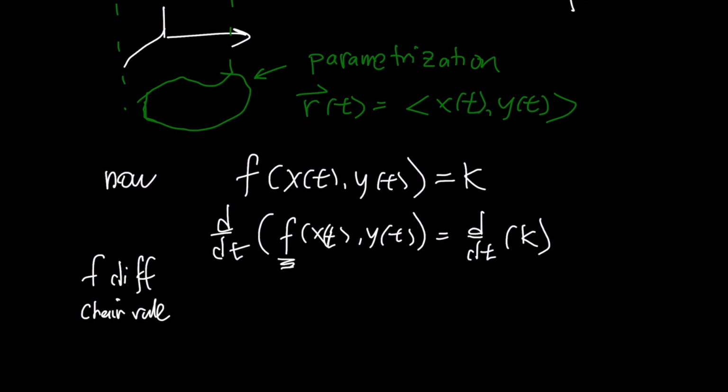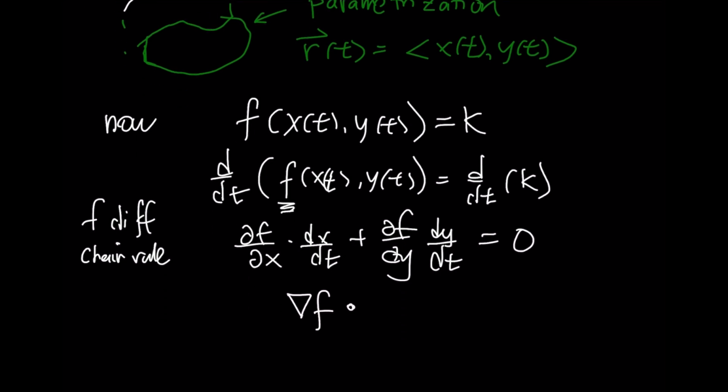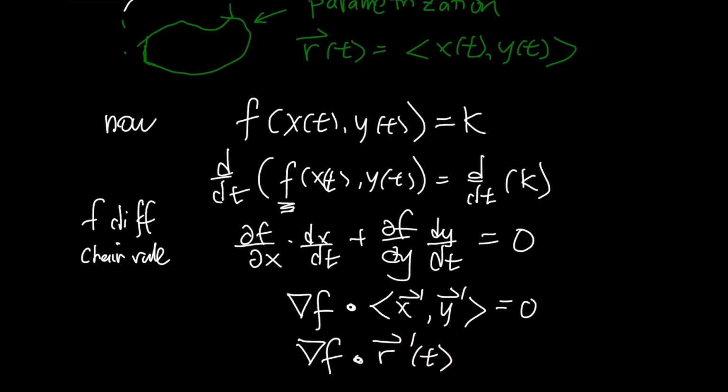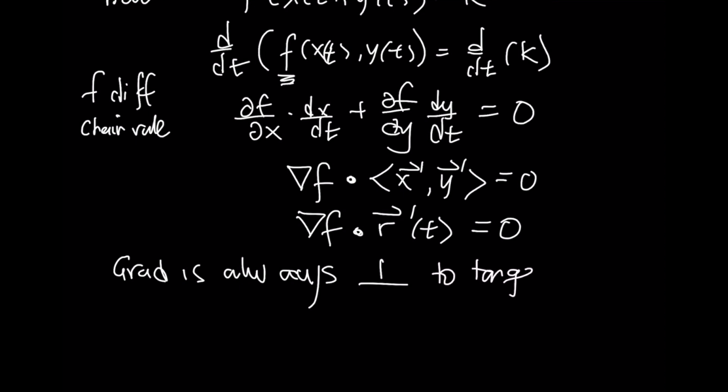And the chain rule is going to tell me this will be df dx times dx dt plus df dy times dy dt, and that's going to have to be 0. The gradient vector times the vector of derivatives x prime and y prime, or the gradient vector dotted with the derivative of the parametrization. The gradient is always orthogonal to the tangent of the curve given by r of t.